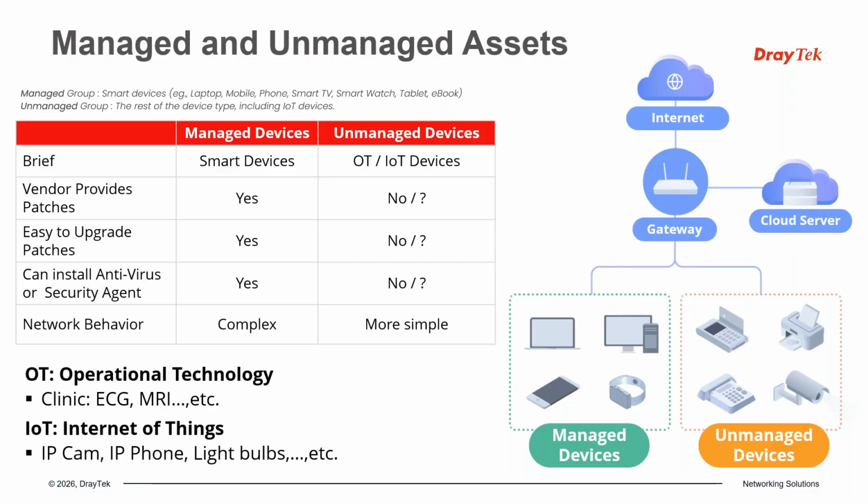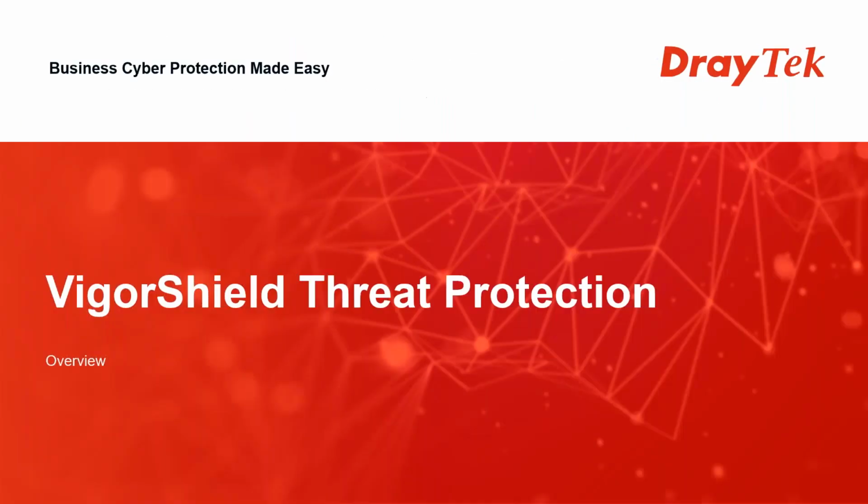So those two different categories, managed devices and unmanaged devices, and the difference with those two allows us to potentially, through the VigorShield Threat Protection, look at different categories of device and then apply policies for them. So what is the VigorShield Threat Protection system? I'll give you a bit of an overview of it.